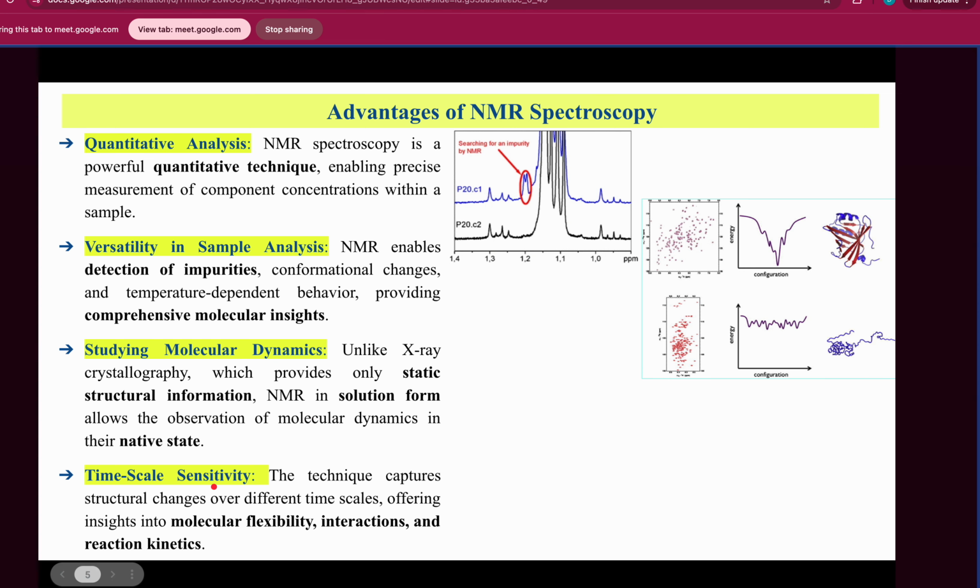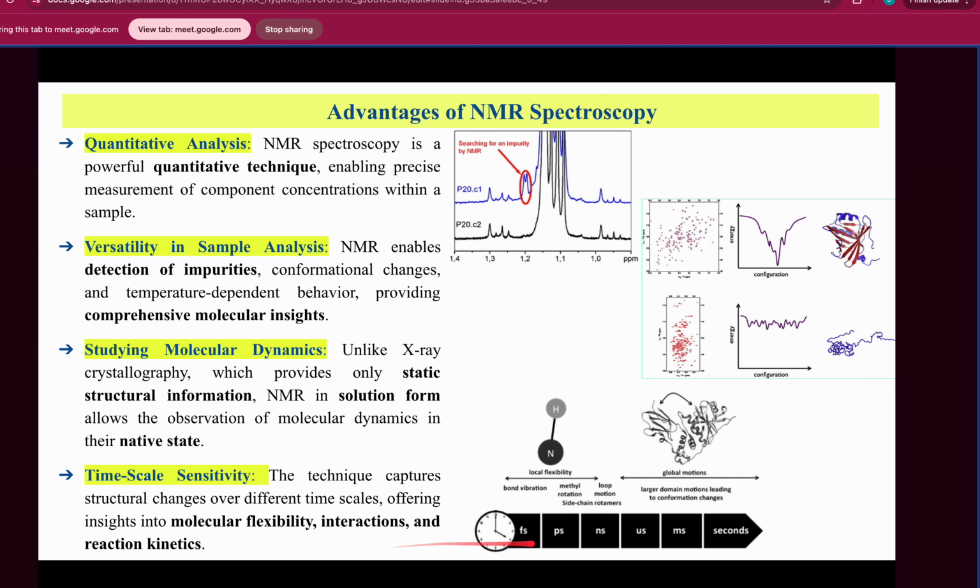Then comes time scale sensitivity. With the help of NMR, we can capture, at different time scales, how the molecule changes its behavior, whether it is acquiring flexibility, making some new interactions, or how the reaction kinetics is proceeding. There are certain interactions which happen in certain time periods. For example, fs means femtoseconds, which is 10 raised to power minus 15 seconds. This is the smallest unit of time.